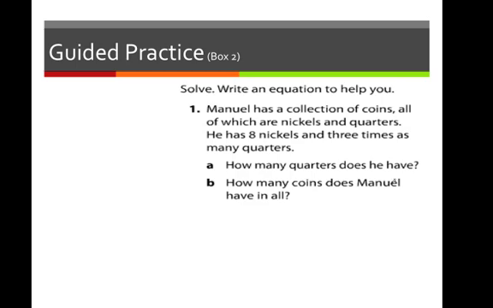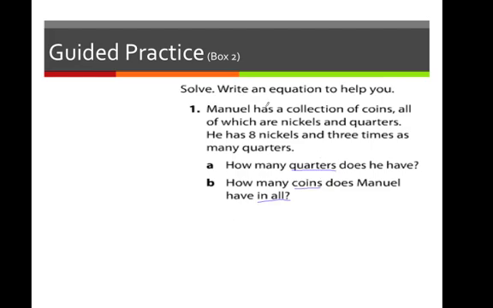So let's begin by underlining some of the key information. First, I need to find what I need to look for. How many quarters? So the first thing I need to do is look for the number of quarters. And then I need to look for coins in all. So I have 2 separate questions I have to answer.